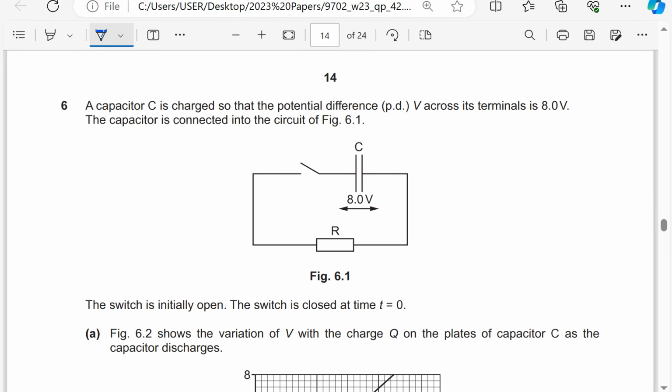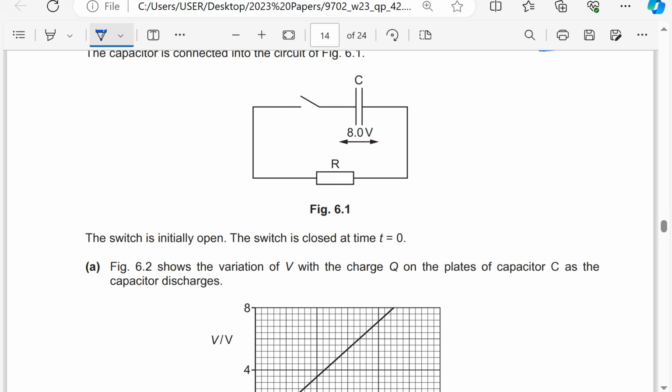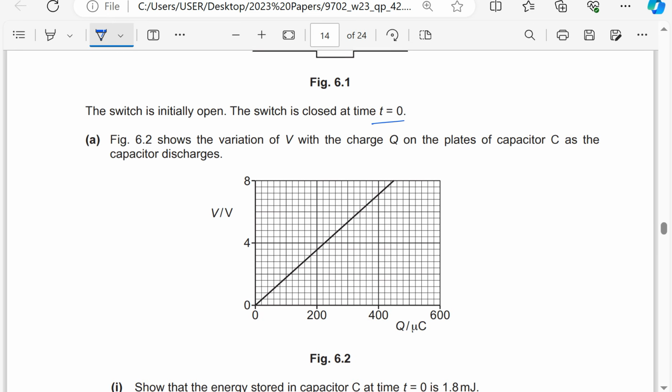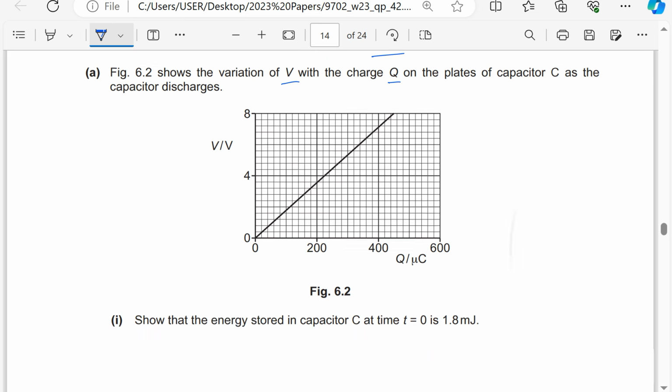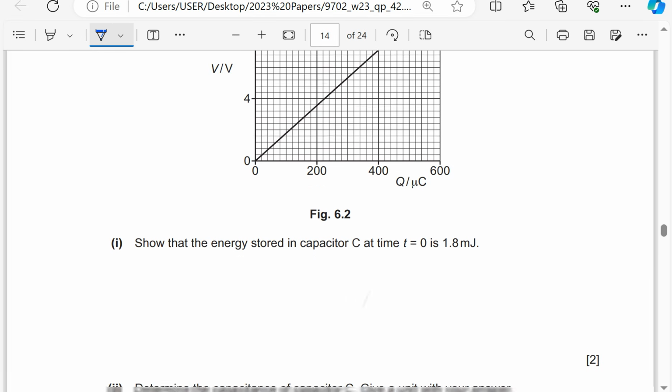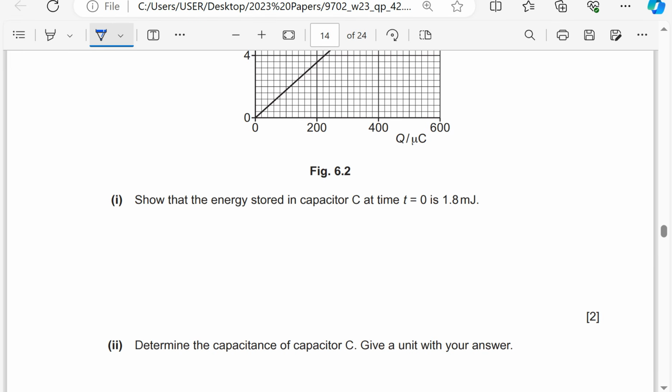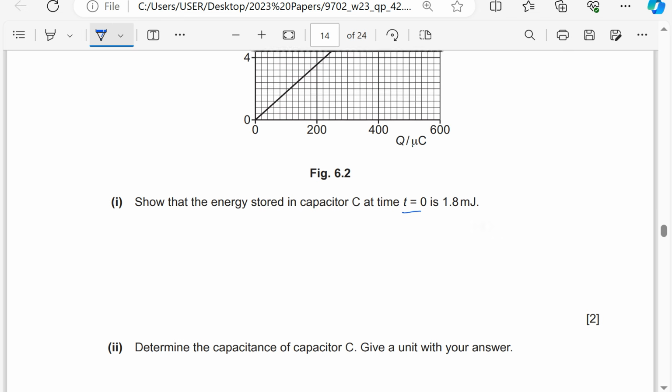A capacitor C is charged so that the potential difference V across the terminals is 80 volts. Remember, when a capacitor is fully charged, the PD across it is the PD across the power supply. The switch is initially opened. The switch is closed at time t equals 0. The figure shows the variation of V with the charge Q on the plates of the capacitor C as the capacitor discharges. Show that the energy stored in the capacitor C at time t equals 0 is 1.8 millijoules.